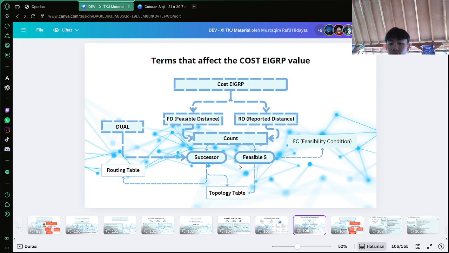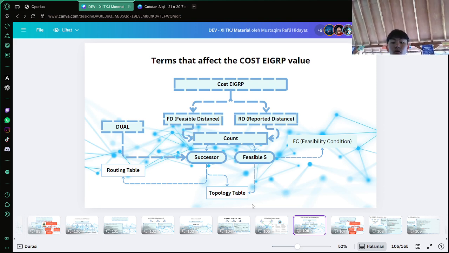Let's examine the components that determine path selection. The key components: the first is DUAL, the Diffusing Update Algorithm, which ensures loop-free routing decisions and fast convergence during network change. And the last is efficient backup path identification.